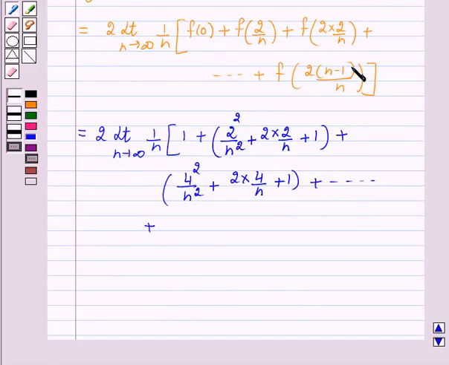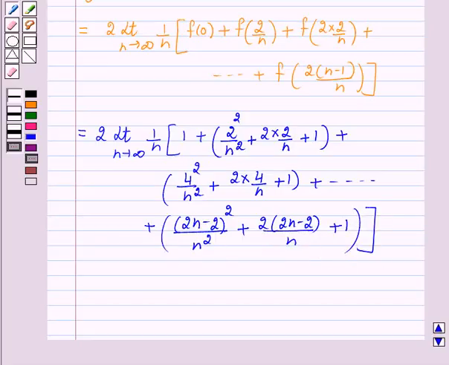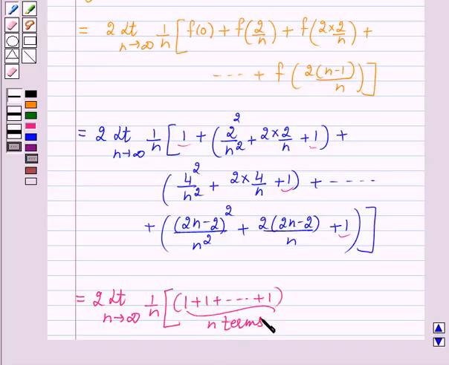plus f of 2n minus 2 over n, which is equal to 2n minus 2 whole square over n square plus 2 into 2n minus 2 over n plus 1, and this is equal to 2 into limit n tends to infinity 1 over n into 1 plus 1 plus 1 so on plus 1. Now these are n terms plus 1 over n square into 2 square plus 4 square plus so on till 2n minus 2 whole square.